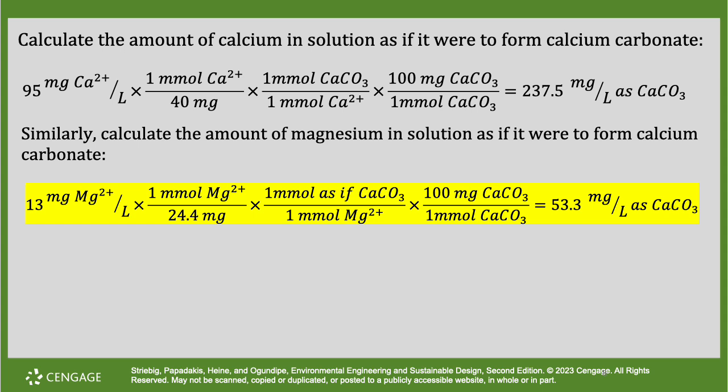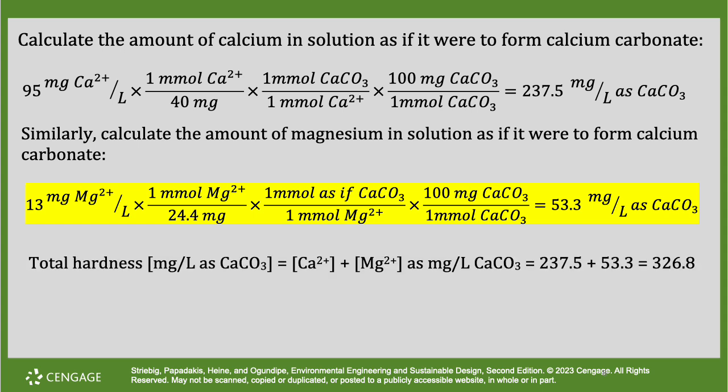So we're going to have 1 millimole of magnesium for every millimole of calcium carbonate that could potentially form by mass. Again, the weight of the calcium carbonate is 100 milligrams per millimole, and we're left with 53.3 milligrams per liter as if it were calcium carbonate. So that's the weight of the magnesium if it were to instead form a scale like magnesium carbonate.